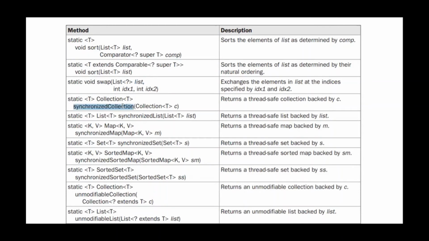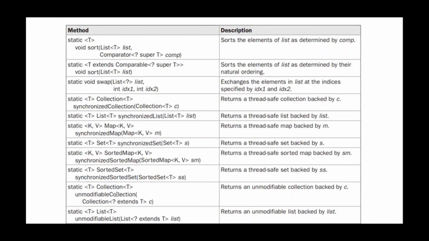Then synchronizedCollection. This returns a thread safe collection. Then synchronizedList is a thread safe list, then thread safe map, thread safe set, thread safe sorted map, thread safe sorted set. Thread safe means that if multiple threads are accessing the same collection, then the synchronization mechanism will be applied.